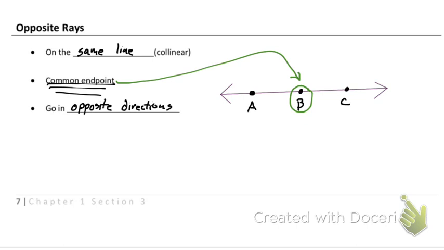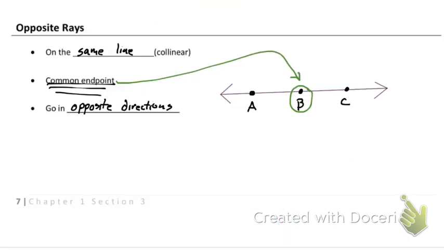There'll also always be a straight line. Opposite rays will never make a V. Those aren't opposite rays. So in this case, B is an endpoint, so I'm going to say BA and BC are opposite rays. I'm going to call it op rays because we're almost done.